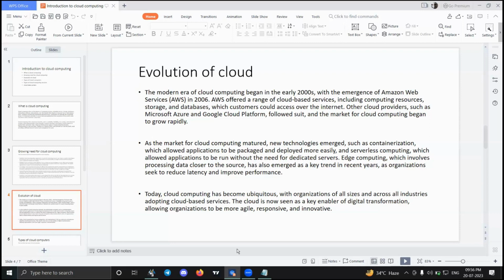And today, cloud computing has become ubiquitous, with organizations of all sizes across all industries adopting cloud-based services. Cloud is now seen as the key enabler of digital transformation, allowing organizations to be more agile, responsive, and innovative. The rest we will study in the next session.